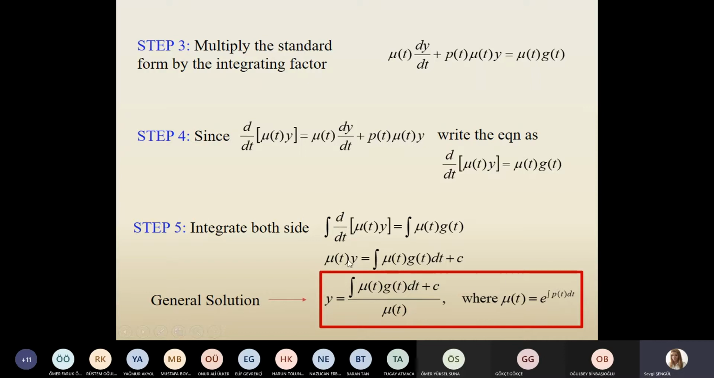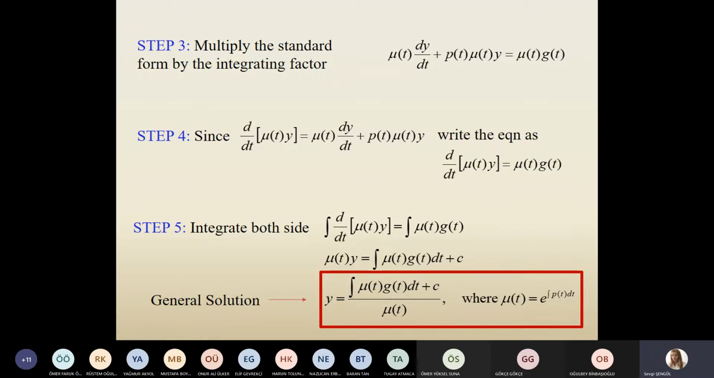You will have only mu of t y on the left-hand side, and on the right-hand side it will be the integral of mu of t g of t. There will be a c coming, and you need to solve this for y by dividing the equation by mu of t. So this is the general solution of a first order variable coefficient linear differential equation. I don't want you to use that one. I want you to show your solution step by step like that. Do you have any question?